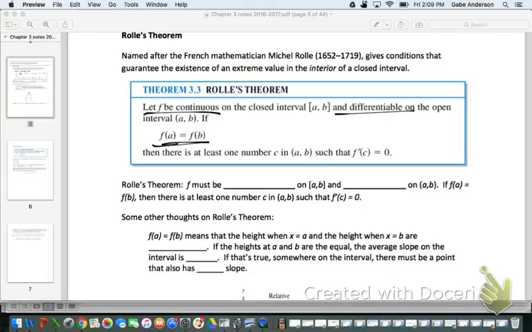What this is talking about is that the a and the b still stand for the endpoints of the interval. F of a equaling f of b means that the y value on the left end and the y value on the right end have to be the same. That's one other requirement. And if that's true, then there is at least one number c on the interval such that f prime of c equals 0. I want to draw you a quick graph.